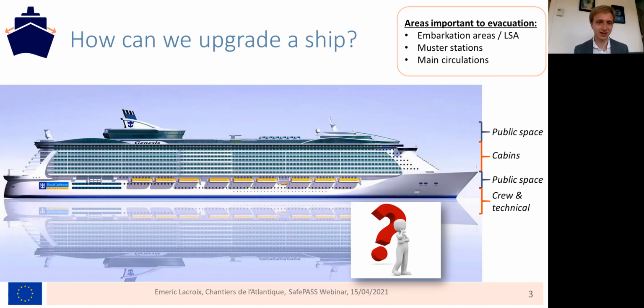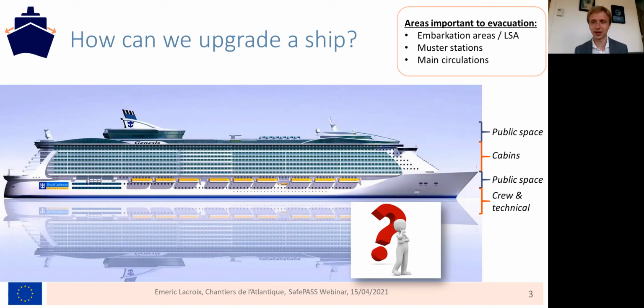The main circulation area is very well designed for the evacuation to happen well, so you won't change much. A cruise ship is quite optimized, and that's why all cruise ships have fairly similar evacuation structures.